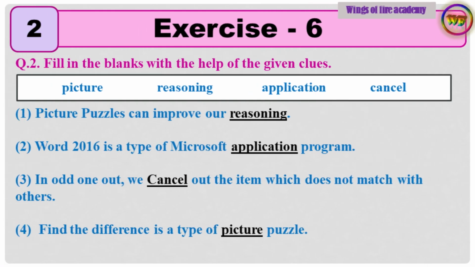Question 2. Fill in the blanks with the help of the given clues. 1. Picture puzzles can improve our reasoning. 2. Word 2016 is a type of Microsoft application program. 3. In odd one out, we cancel out the item which does not match with others. 4. Find the difference is a type of picture puzzle.